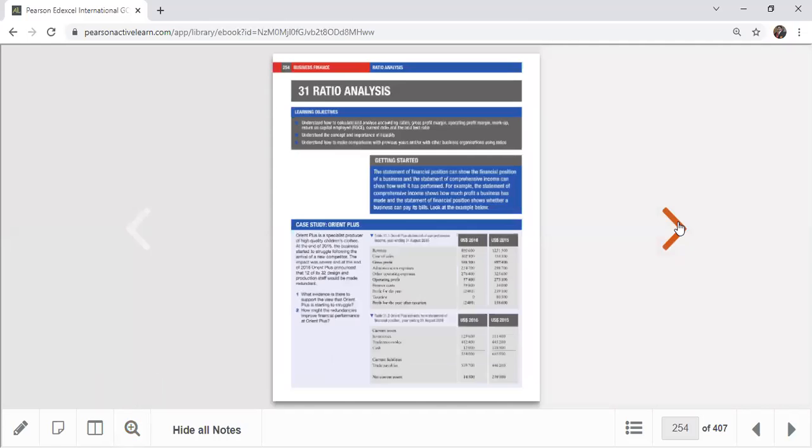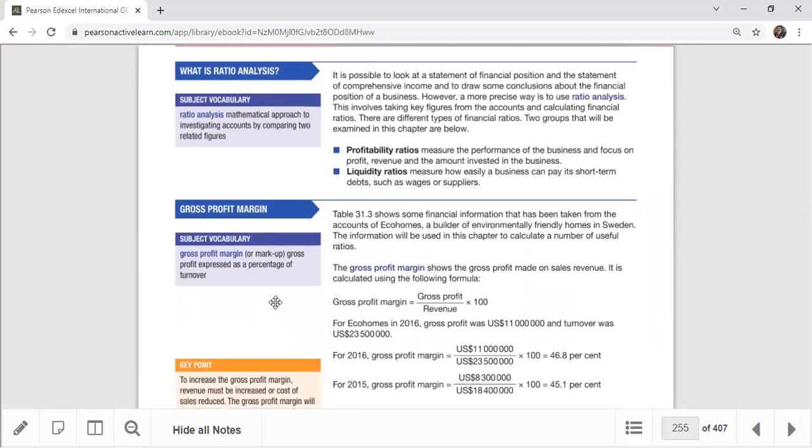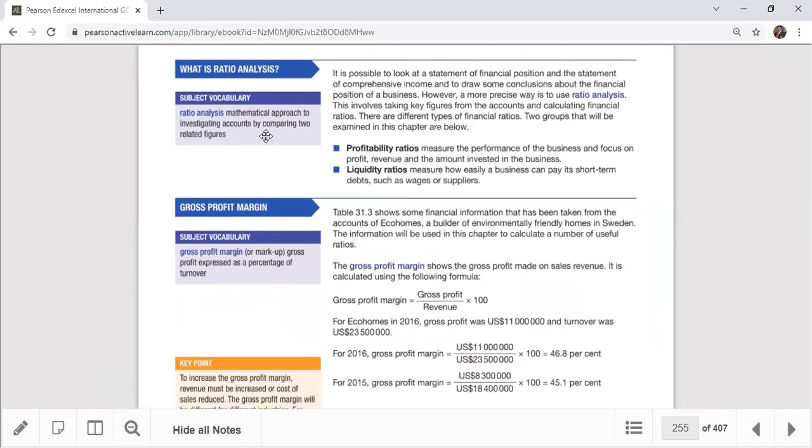All right, now I'm going to look at the ratio analysis. The definition of ratio analysis, you can write down this one. As I told you in the beginning, it's a mathematical approach to investigating accounts by comparing two related figures. Please write down that definition in the handout. To investigate what? To investigate accounts. Accounts mean financial statements, the income statement and balance sheet, SOFP. By comparing two related figures. Comparing two related figures means it can be sales and gross profit, sales and operating profit, current assets and current liabilities, like that, two related figures you can compare.